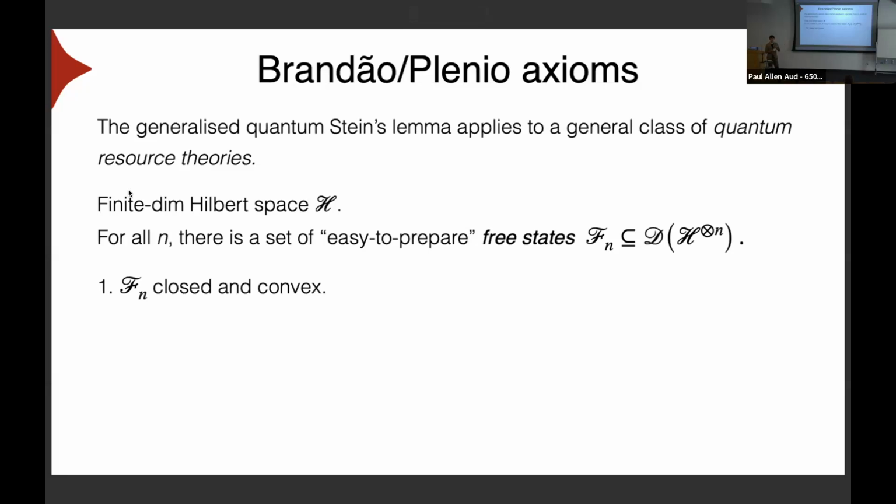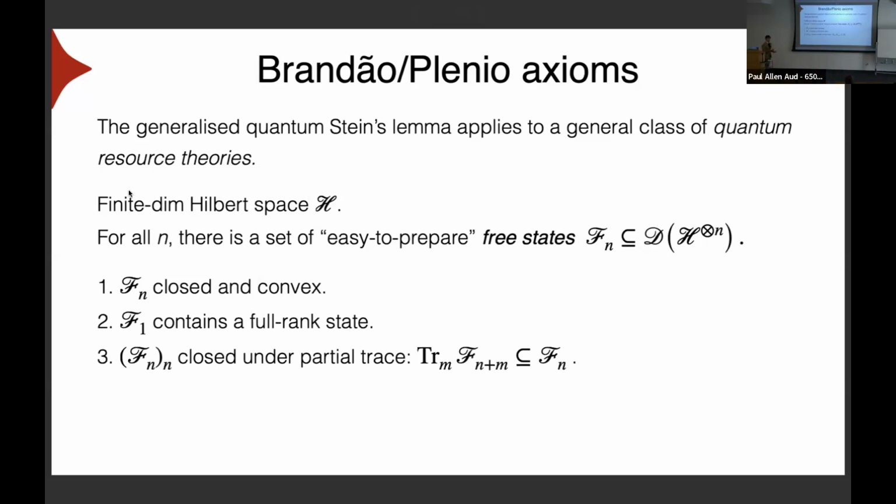So why convex? Well, because if you flip a coin and prepare a free state, and then you forget the outcome of the coin, that should also be a free state. Closed because, well, topologically closed: if you can approximate a free state, let's also declare that a free state. And then also F_1, the first level, contains a full rank state, for example the maximally mixed state. So preparing the maximally mixed state should be free, or preparing some full rank state, maybe a qubit state, should be free. And then the family is closed under the partial trace. So if you prepare a free state of n plus m systems, and you just discard m of those, there should also be a free state of n systems.